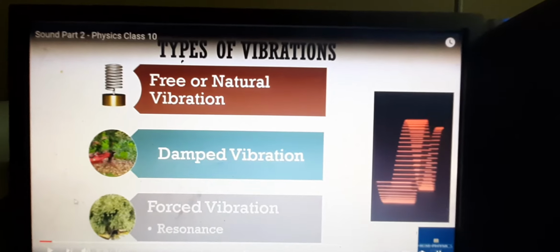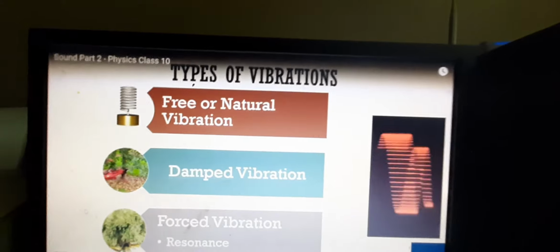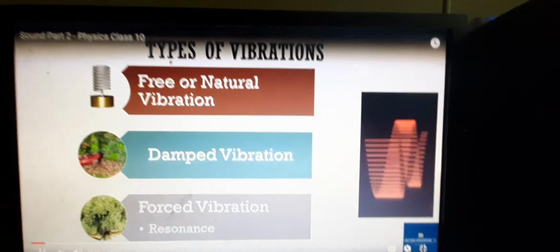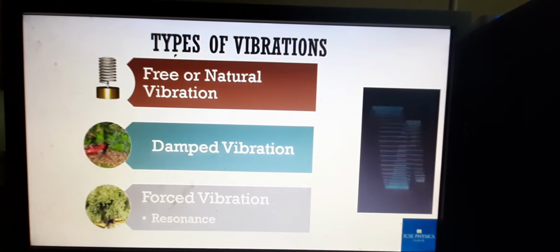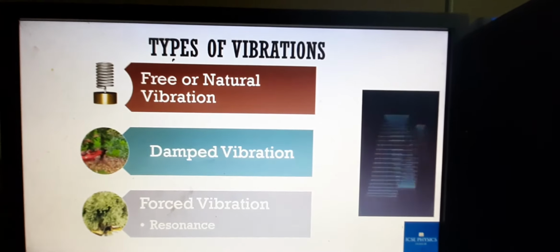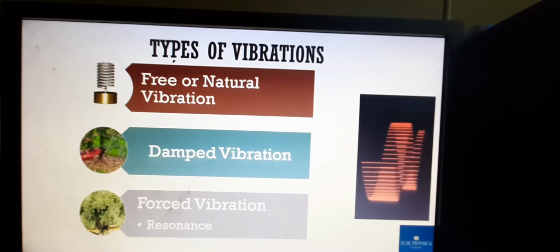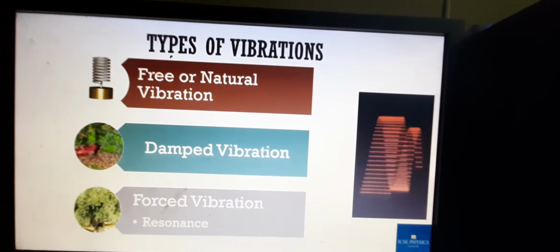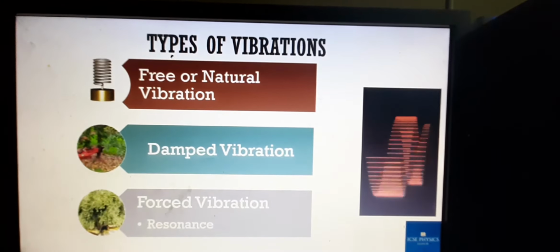Hi students, today we are going to learn about types of vibrations. Okay, so we have three types of vibrations: free vibrations or natural vibrations, damped vibrations, and forced vibrations. Okay, as you can see from the names also, free means it is free to vibrate. There is no other external force which is trying to control it. That is when we say it is free.